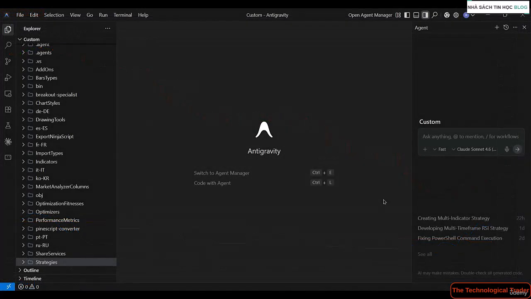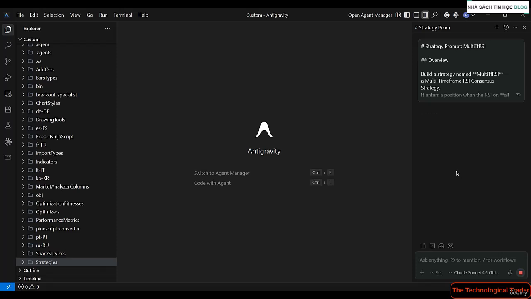Please make sure you are inside your development environment in Google Anti-Gravity. Open the text file I provided that contains the prompt, copy it, paste it into the chat, and let the agent develop the strategy for you.